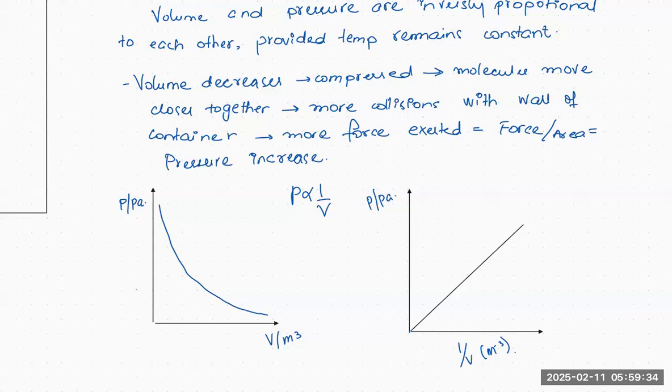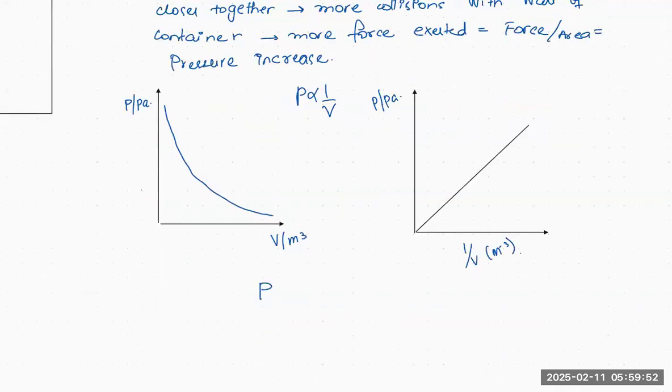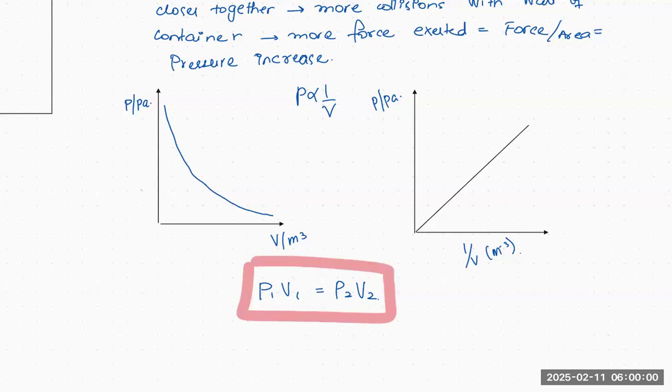So you can see that pressure is inversely proportional to volume. So if volume is high, pressure will be low. And if volume is low, pressure will be high. And the equation for this is P1 V1 is equal to P2 V2. Right? So this is basically what your gas laws are about. You should know about what these gas laws are, and you should also be able to use these formulas to do the calculations.